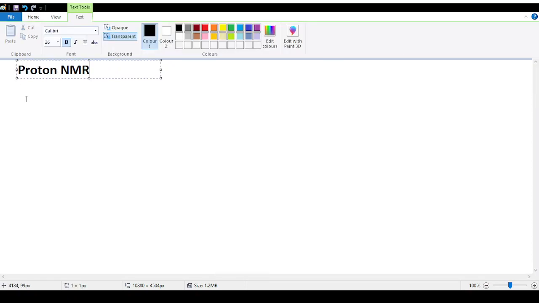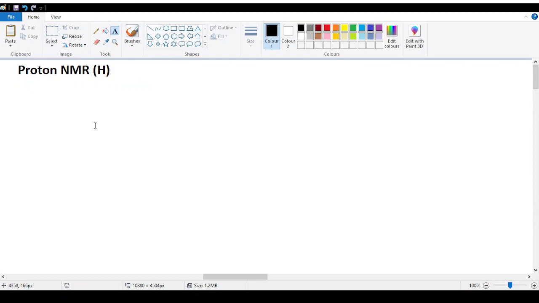It's called proton NMR because we consider the hydrogen atom. A hydrogen atom, without the electron, is just a nucleus with one proton, so it's also called a proton.